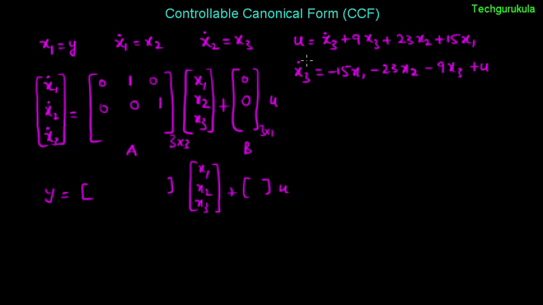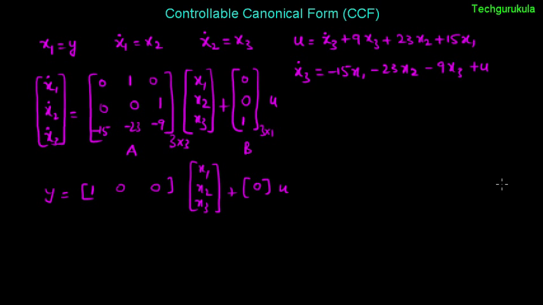And now for x3 dot, we have a lot of terms. Let me put them. x3 dot depends on x1 with minus 15 magnitude, minus 23 with respect to x2, and minus 9 with respect to x3. And it depends on input u with magnitude 1. Now let us go to the output expression, which is y equals x1. It's a simple equation, so it depends on x1. It doesn't depend on x2 or x3, and it doesn't depend directly on the input either, so this is 0.